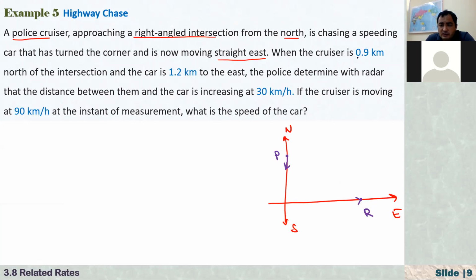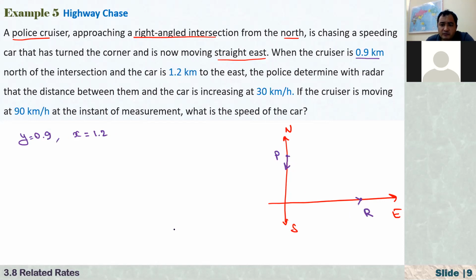When the cruiser is 0.9 kilometers north of the intersection, that means this coordinate is 0.9. Let me denote this y. When y is equal to 0.9 kilometers north of the intersection, and the car is 1.2 kilometers to the east, the position of R is on the x-axis, 1.2 kilometers to the east.